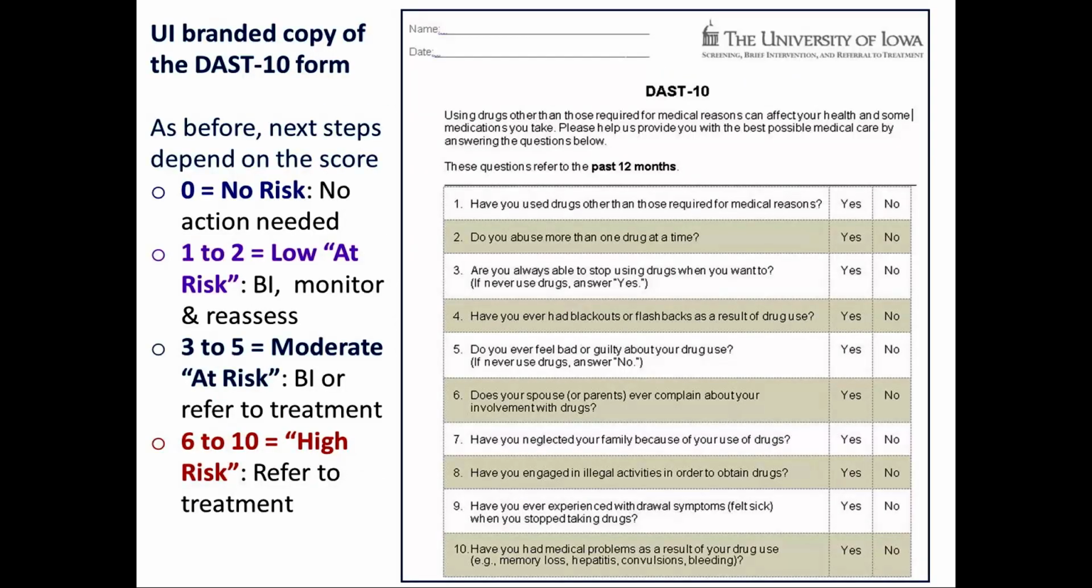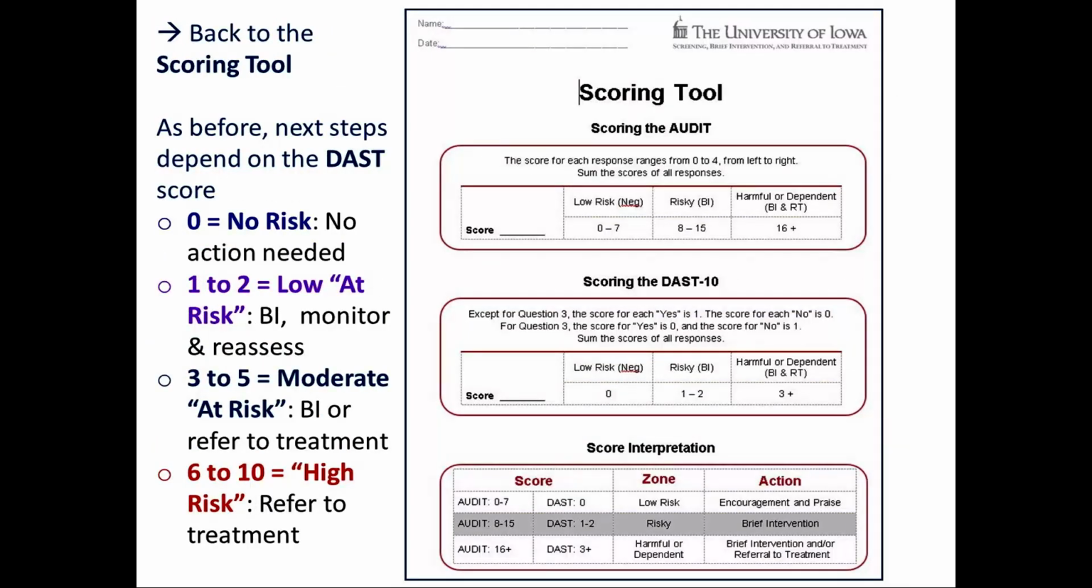If the person screens positive for drugs on the pre-screen, then we use the 10-item yes-no DAST form. Yes equals 1 and no equals 0, except for item number 3, which is the opposite. Yes is 0 and no is 1. We total the score and use it to identify the person's level of risk. The risk levels for the DAST are also on the scoring tool, and, as before, we use it to decide what the next step is.